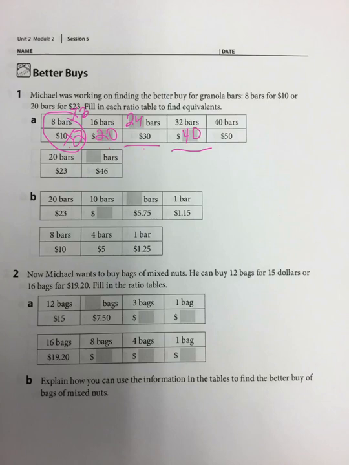Next on the ratio table, it shows us that 40 bars equals $50 and 20 bars equals $23. I wonder why it went from 40 to 20. Do you have any ideas? Pause the video and try to figure that out.